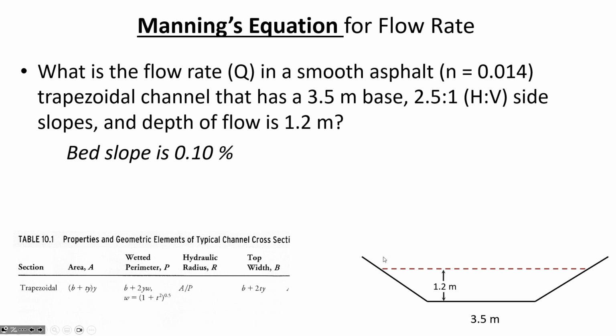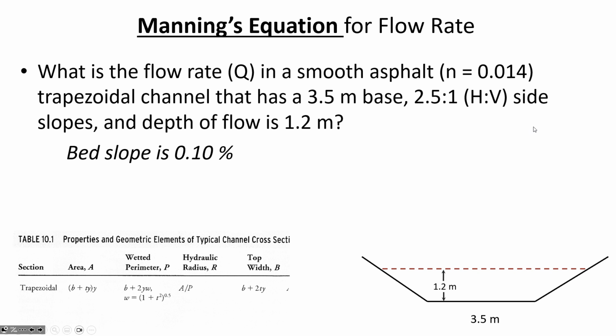All right, so in this problem, we want to find out what is the flow rate if we've got smooth asphalt with the n value given. The bottom width is 3.5 meters. The depth of flow is 1.2 meters. And then here, the side slope they're not directly telling us what is T. And I'm not going to directly tell you either. I want you to interpret the way it's given here and find out what is T.